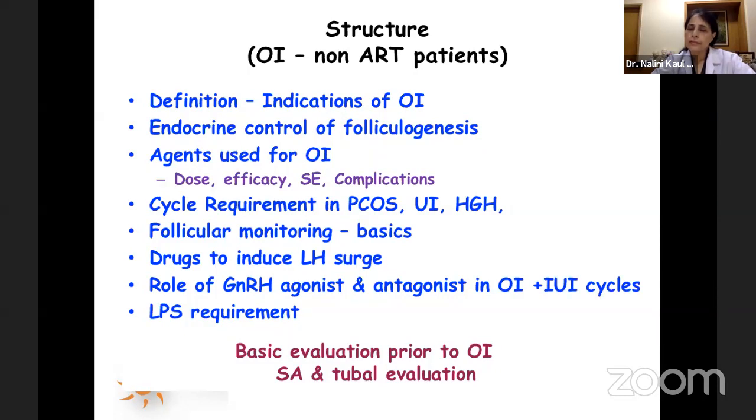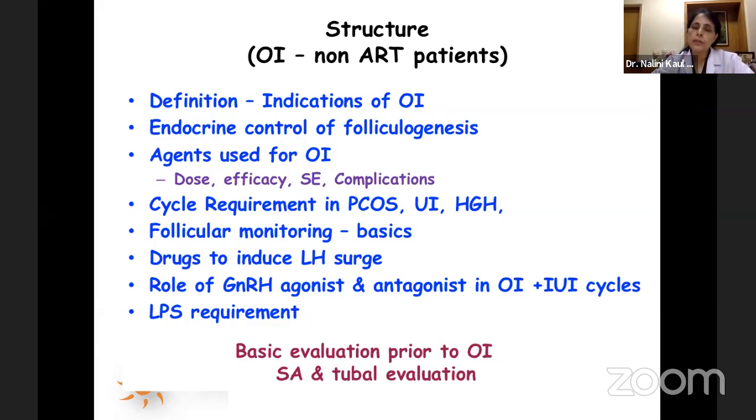I'm going to look at the definitions and the indications of ovulation induction, and then look at the endocrine control of folliculogenesis, because if you know that, then you can fine tune the medication that you're going to use so that it's most efficacious and there are less complications. We'll look at cycle requirements or peculiarities in PCOS, unexplained, and hypogonadotrophic hypogonadism, because these are the three main indications for which you will use ovulation induction.